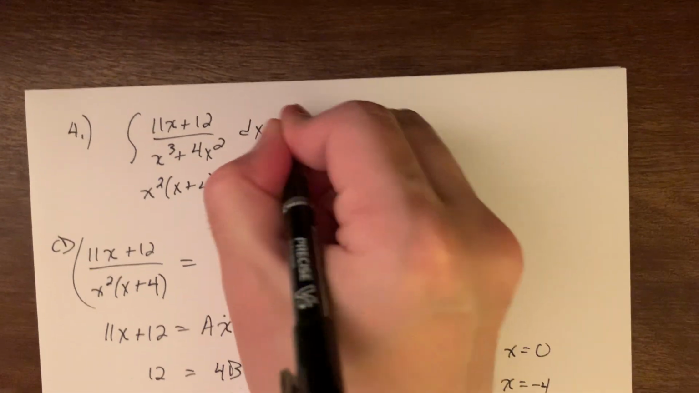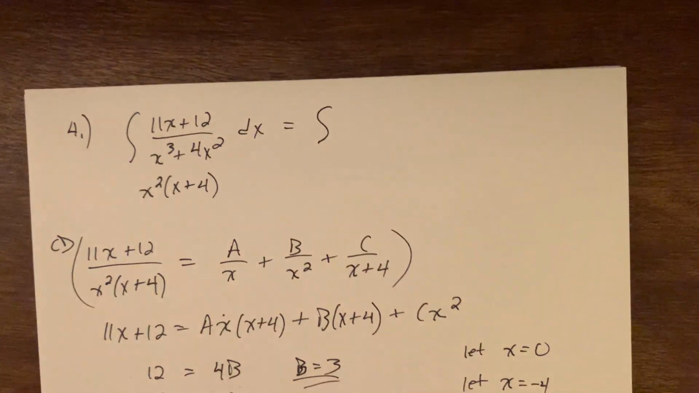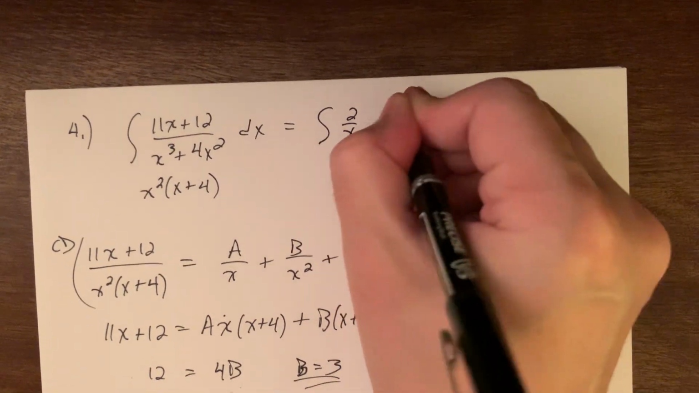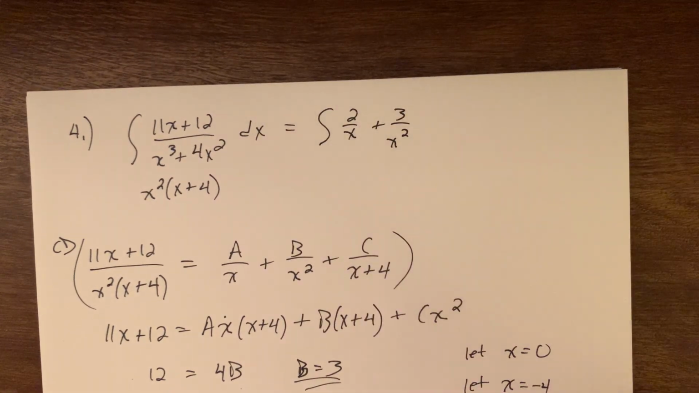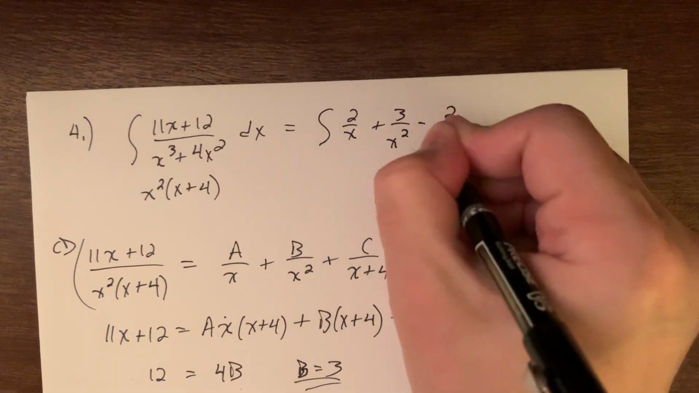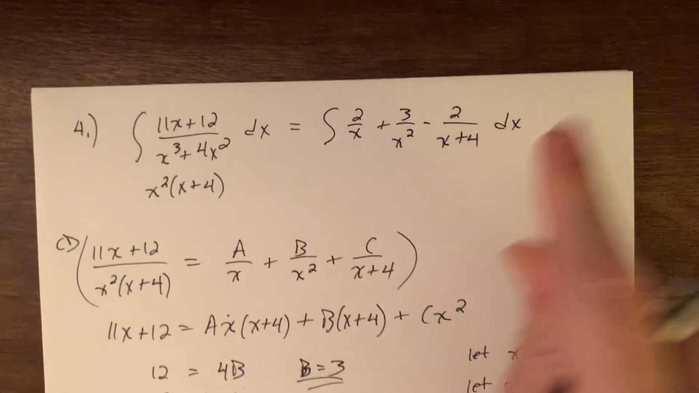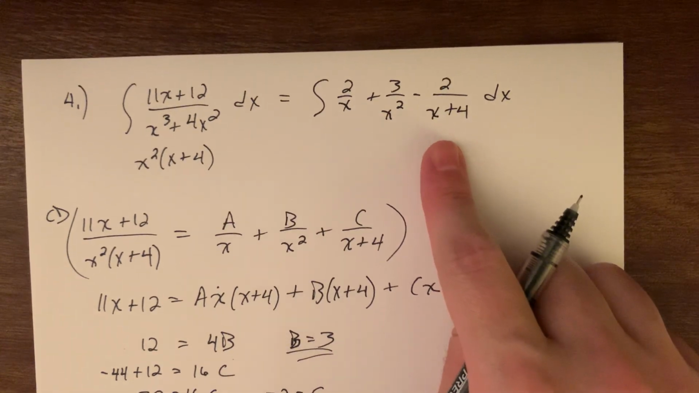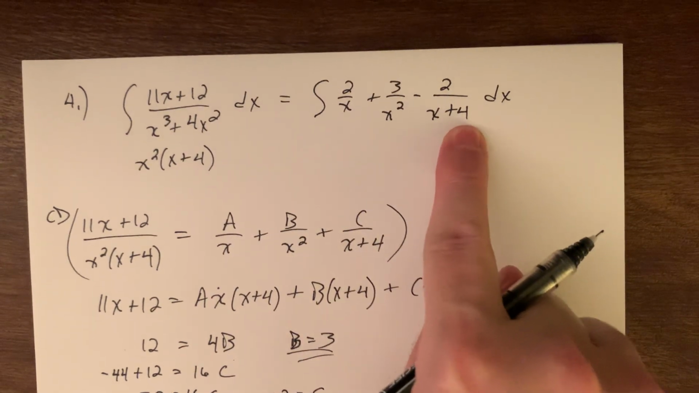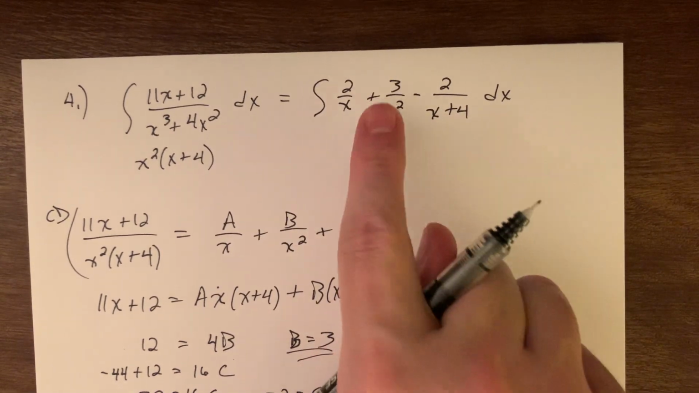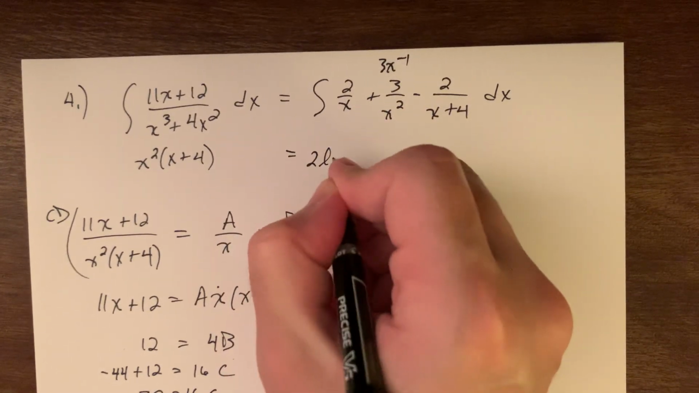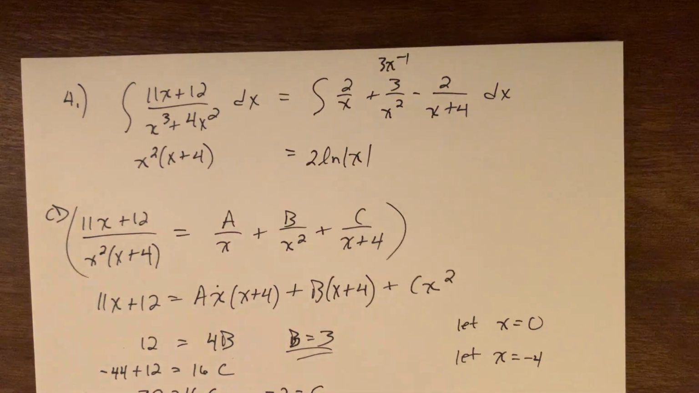So I'm back up here. We've got the integral 2 over x plus 3 over x squared, and I'll kick that minus out in front, minus quantity 2 over x plus 4. And one more little place to be careful. That's a log, that's a log, that is not. That's a rewrite. That's 3x to the -1. So this first piece, 2 log absolute value x.